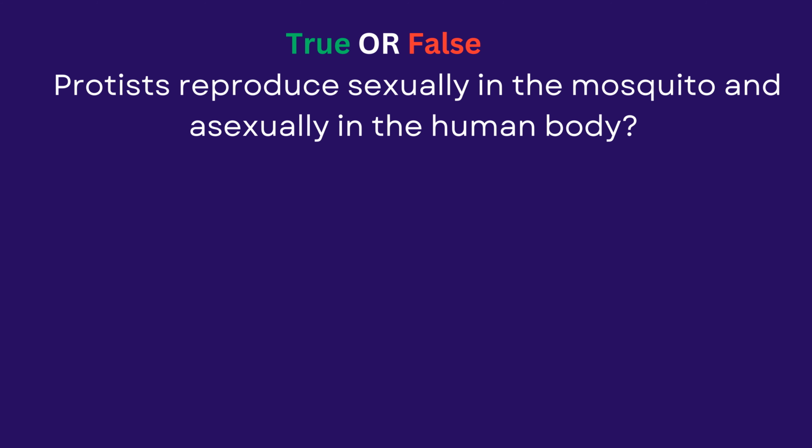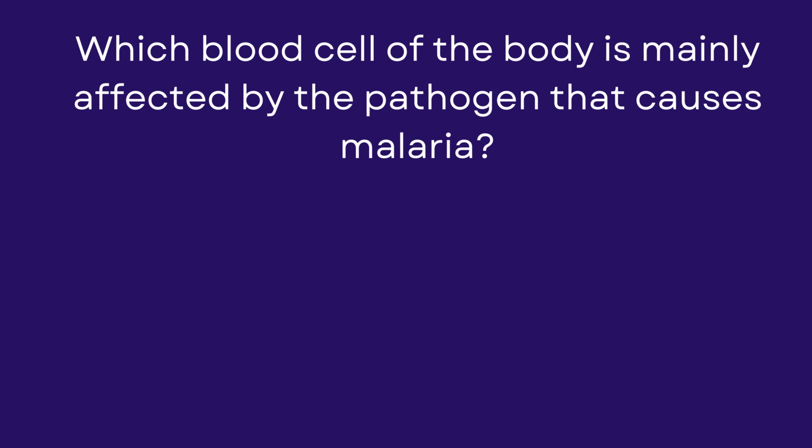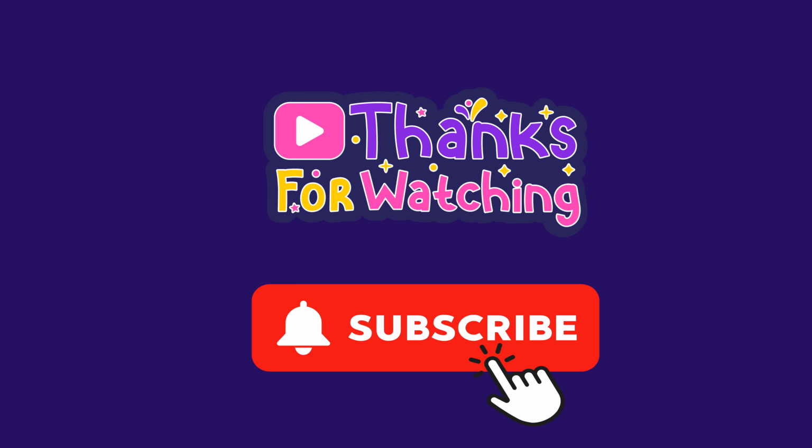True or false? Protists reproduce sexually in the mosquito and asexually in the human body. True. Which organ of the body is mainly affected by malaria? The liver. Which blood cell of the body is mainly affected by the pathogen that causes malaria? Red blood cells.